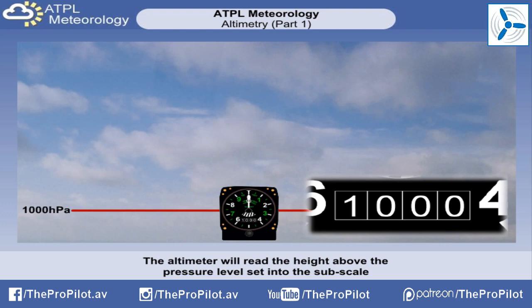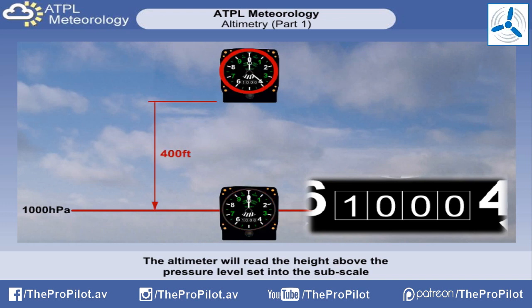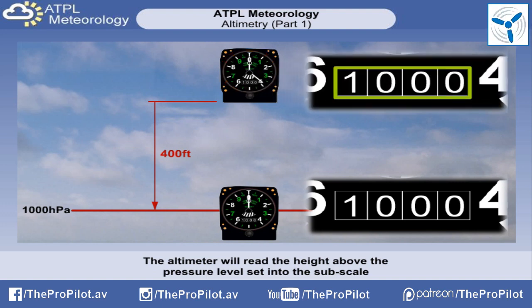Looking at the diagram, we can see that a pressure of 1000 hectopascals is set within the subscale. Therefore, if the altimeter was at this pressure level, then the needle would read 0. As we climbed, pressure would decrease from this value, and the altimeter would show how far away it was from this pressure level. Notice that the value within the subscale is not changing. It's simply reminding us what pressure value has been set as the datum.